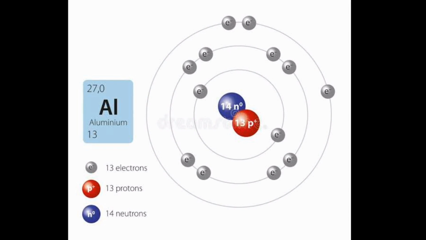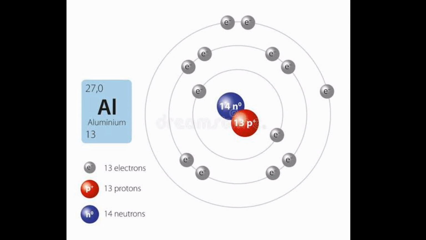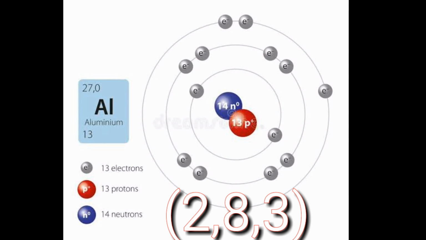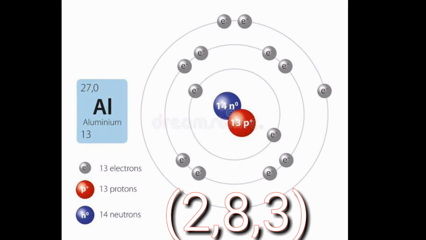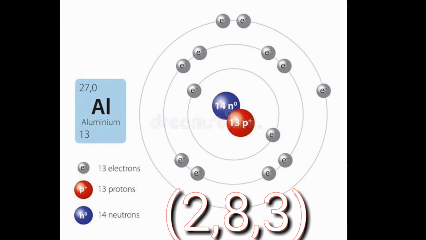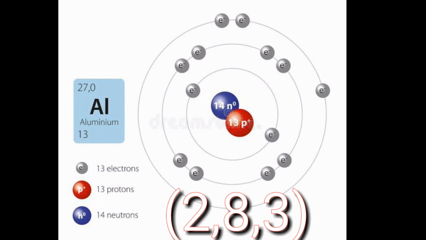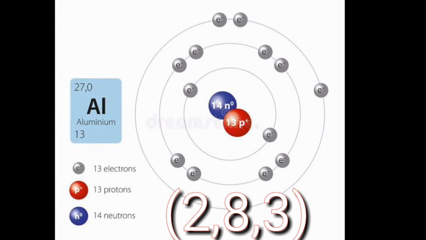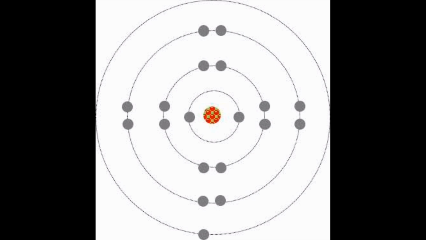So here is another example, that is aluminium. Aluminium is having atomic number 13. So the electronic configuration will be 2, 8, 3. We can say that the outermost shell is having what? 3 electrons. So from that we can say it has to lose 3 electrons and the valency will be 3.